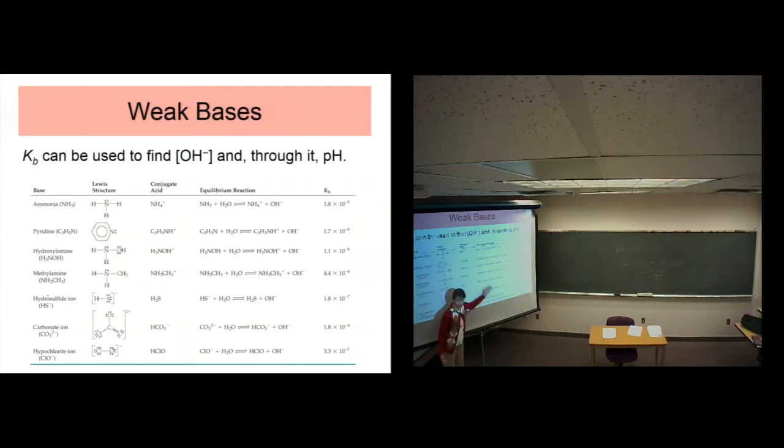Now, do you remember we talked about weak bases, a particular kind of weak base that has nitrogen in it? What would we call those? Yeah, they all acted like ammonia. It was the amines, we called them, didn't we? Do you recognize these nitrogen compounds? Yeah, so these are going to be amines, right? Okay, so pyridine, hydroxylamine, methylamine. Okay, it accepts a proton.